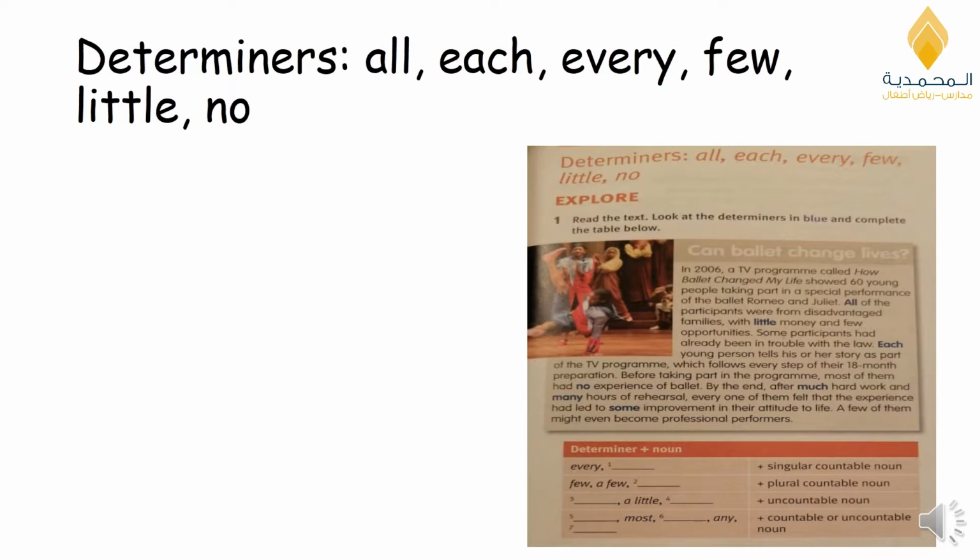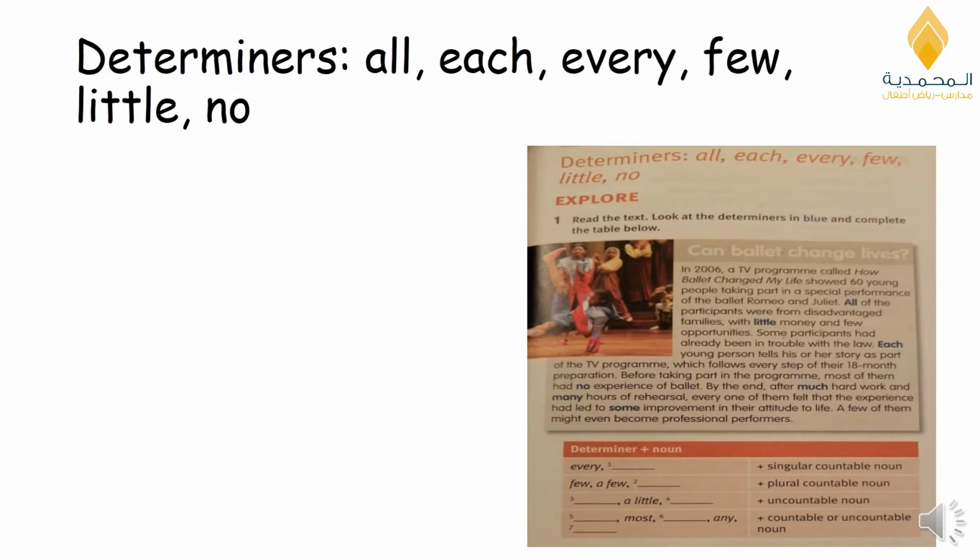Now, guys, we're going to learn the determiners all, each, every, few, little, and no in your book, okay? So let's read this small paragraph. We read it and look at the determiners in blue and complete the table below. Can ballet change lives? This is the title. In 2006, a TV program called How Ballet Changed My Life showed 60 young people taking part in a special performance of the ballet Romeo and Juliet.